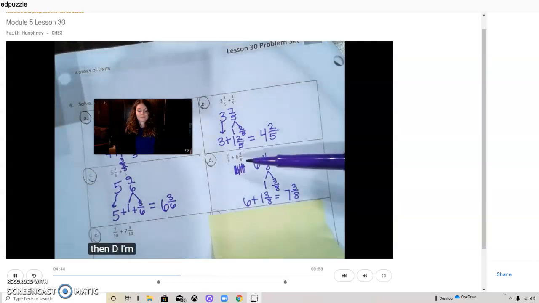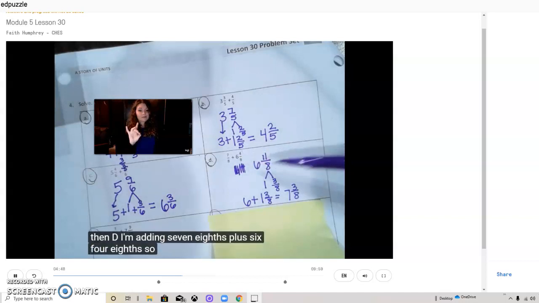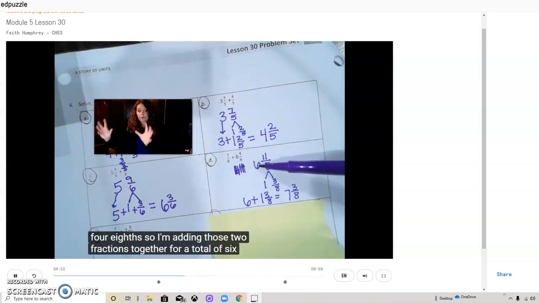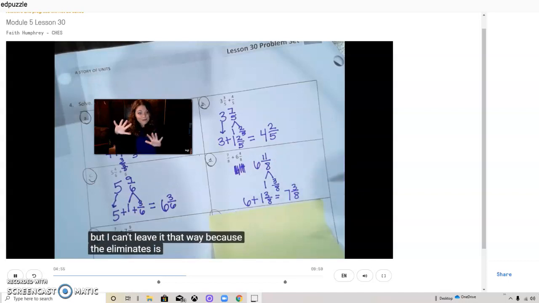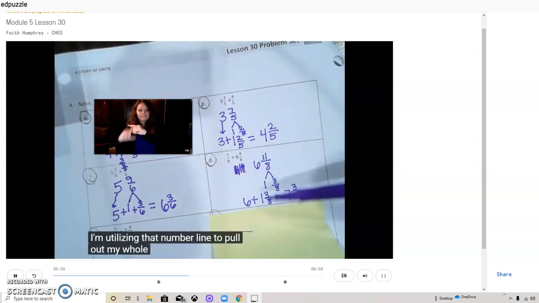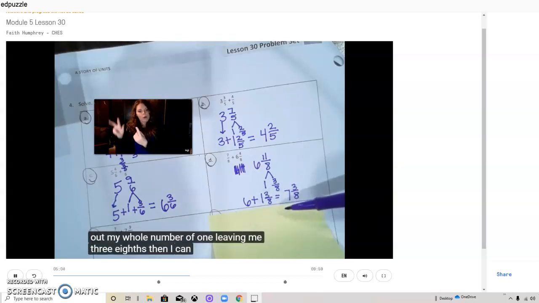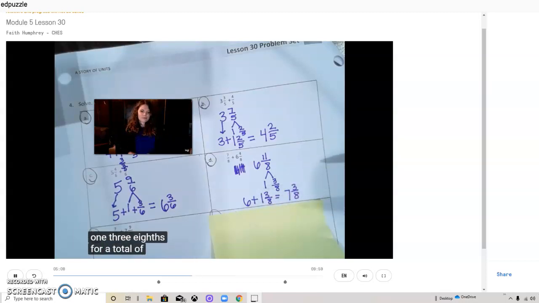And then D, I'm adding 7/8 plus 6 4/8. So I'm adding those two fractions together for a total of 6 and 11/8. But I can't leave it that way because 11/8 is an improper fraction. I'm utilizing that number bond to pull out my whole number of 1, leaving me 3/8. Then I can add 6 plus 1 for a total of 7 3/8.